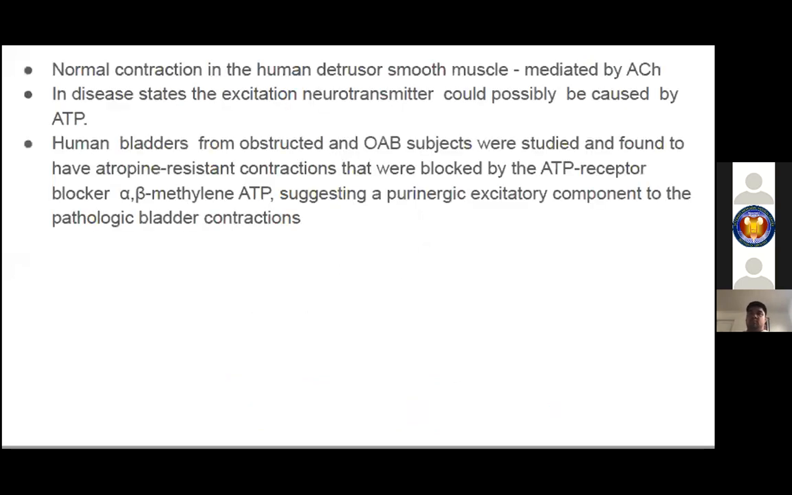The normal contraction in the human detrusor smooth muscle is mediated by acetylcholine, and in disease states, the excitatory neurotransmitter could possibly be ATP. There are some studies wherein human bladders from obstructed and overactive bladder subjects have been found to have atropine-resistant contractions that were blocked by the ATP receptor blocker alpha-beta methylene ATP, suggesting a purinergic excitatory component to the pathologic bladder contractions.